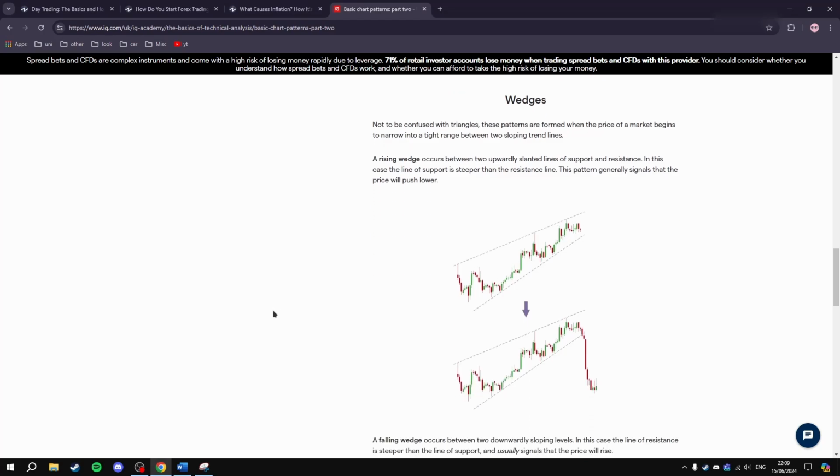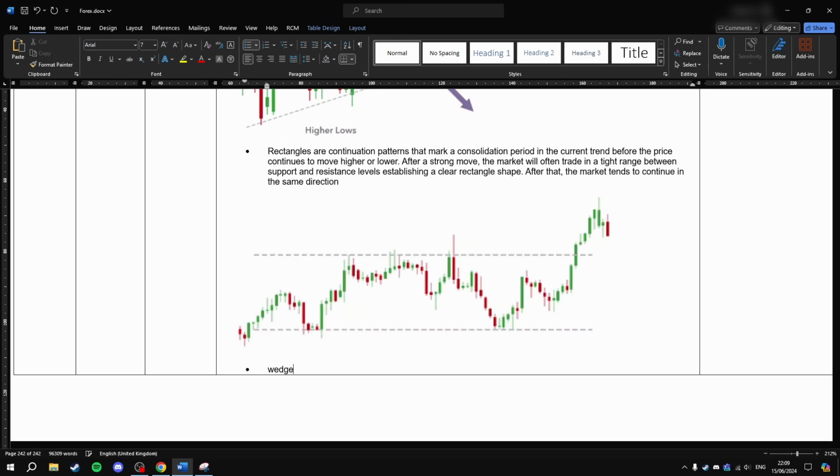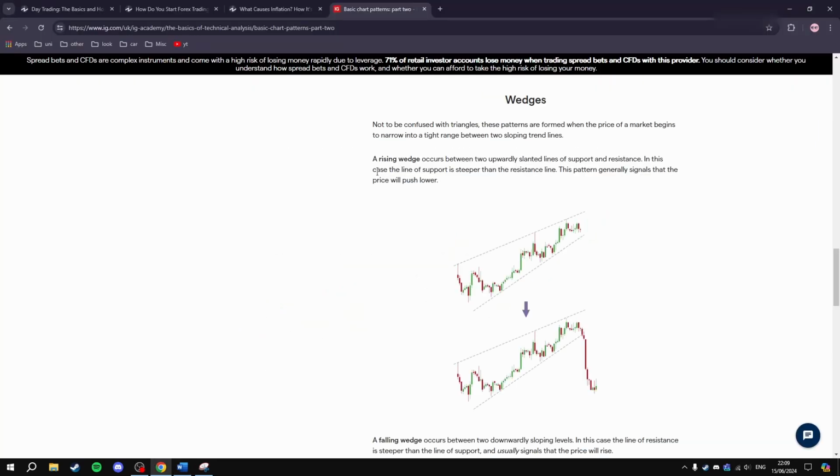Wedges, not to be confused with triangles. These patterns are formed when the price of a market begins to narrow into a tight range between two sloping trend lines. So we've got a falling wedge and a rising wedge.